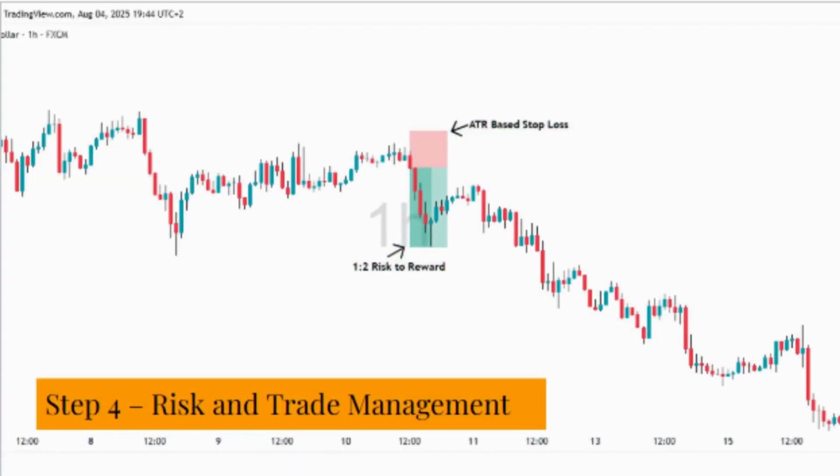Step 4. Risk and trade management. Stop loss: again, use the ATR indicator to calculate a smart stop level based on market volatility. Take profit: stick to the proven 1:2 risk to reward structure.